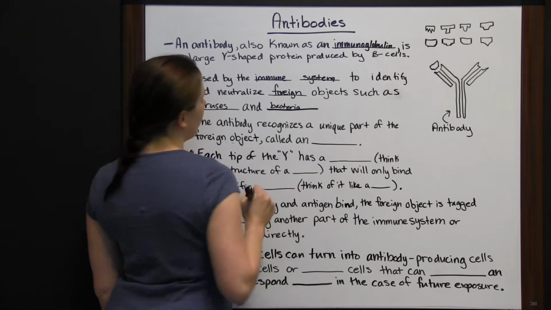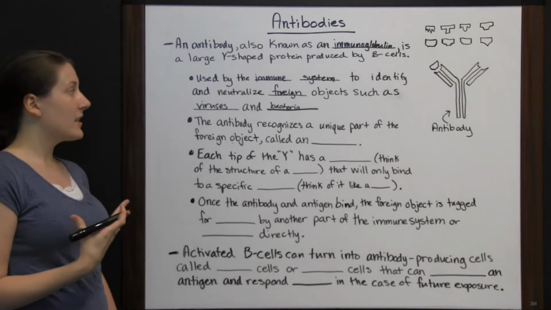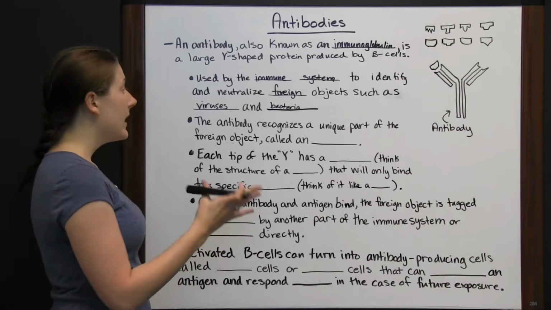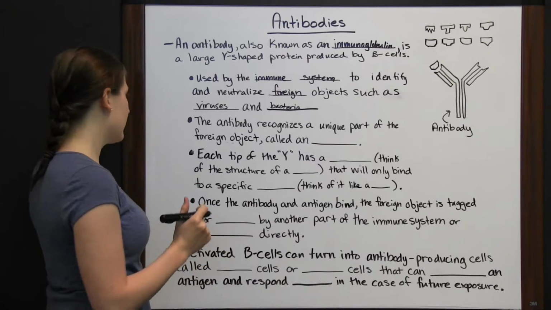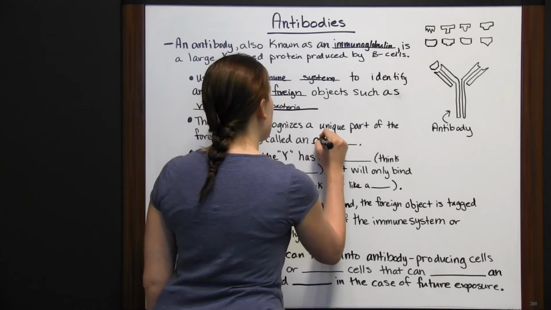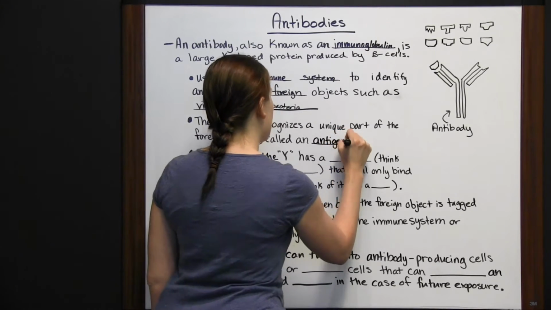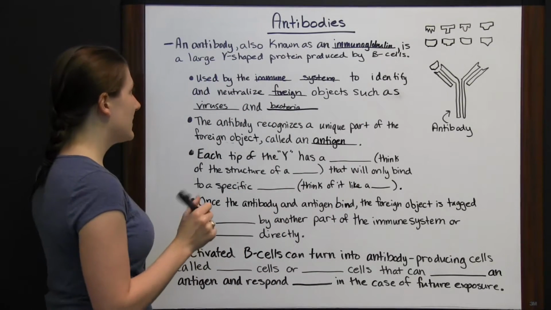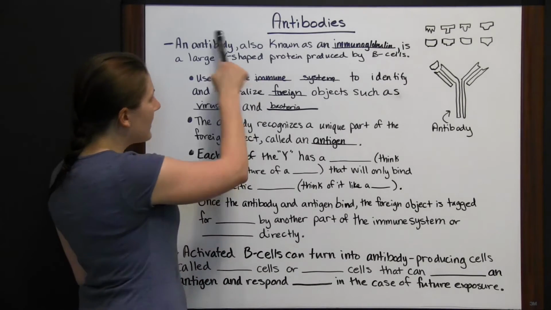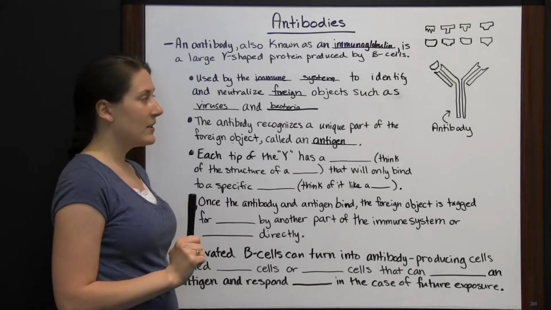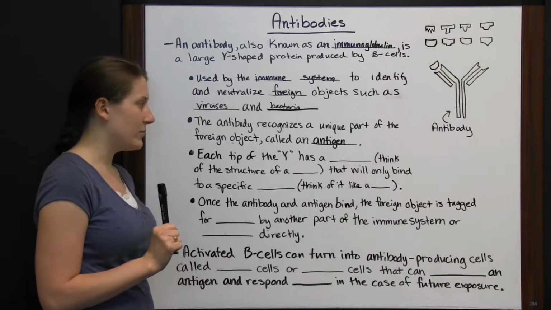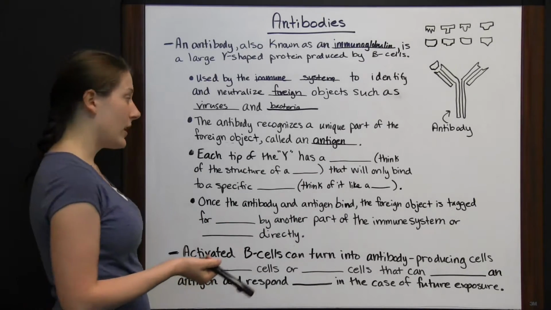So if you inhale or ingest something that is foreign to your system, antibodies are going to kick in and try to neutralize these foreign objects. The antibody recognizes a unique part of the foreign object called an antigen. So it's important to remember the difference between these two, since antigen and antibody are both similar to each other. So the antibody is what's part of the immune system and is going to stop the foreign objects. The antigen is a specific part of that foreign object that we're going to try to neutralize.